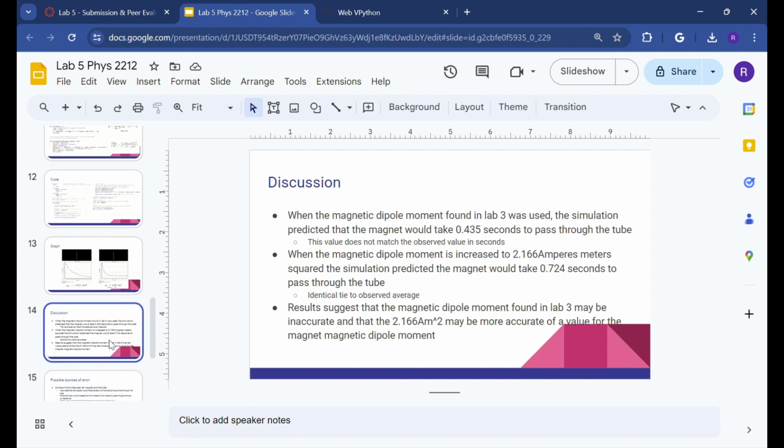Discussion. When the magnetic dipole moment found in Lab 3 was used, the simulation predicted that the magnet would take 0.435 seconds to pass through the tube, and the values don't match. So we're going to have error. When the magnetic dipole is increased, it takes more time, identical to the observed average. Results suggest that the magnetic dipole moment found in Lab 3 may be inaccurate, and that 2.166 amperes meter squared may be a more accurate value for the magnetic dipole.